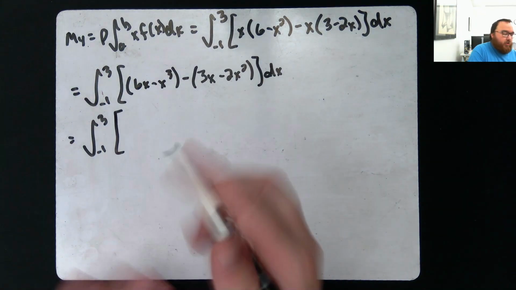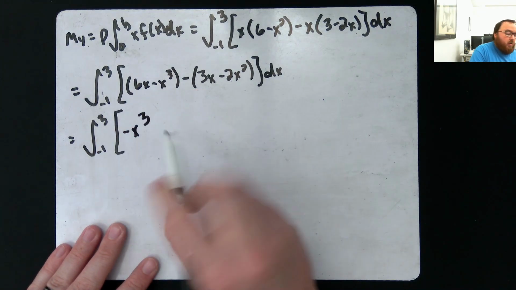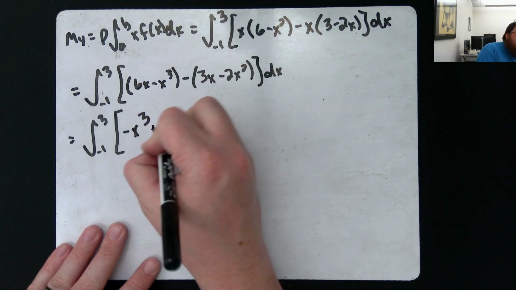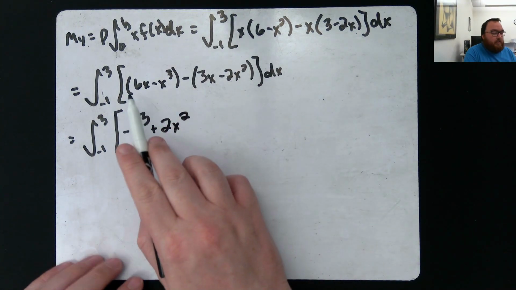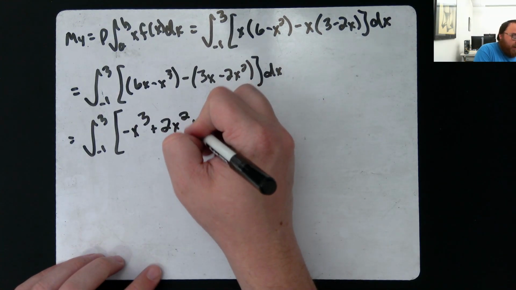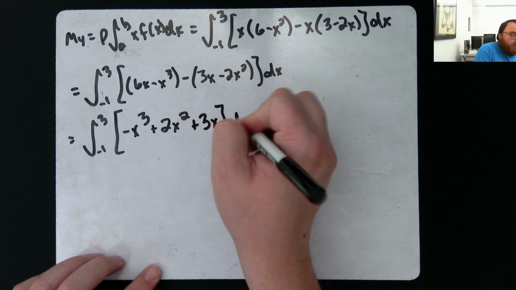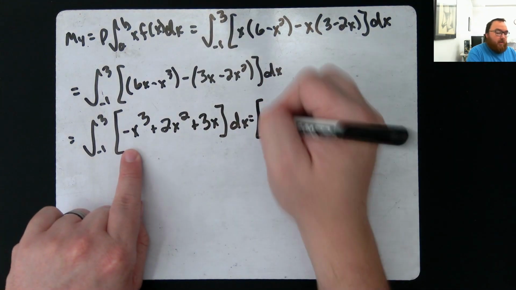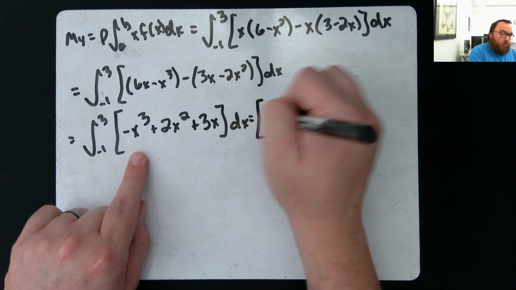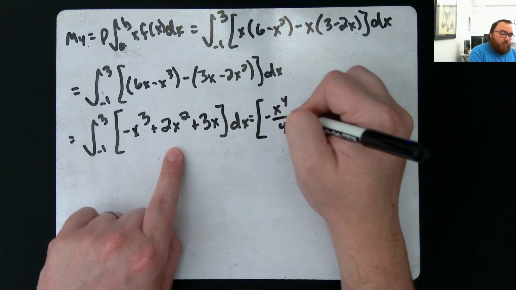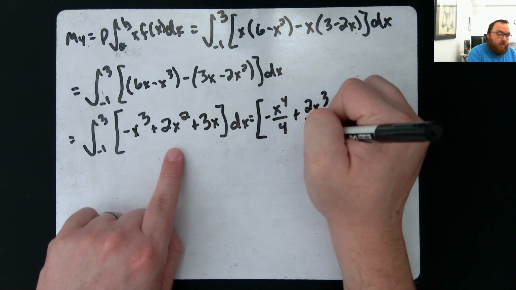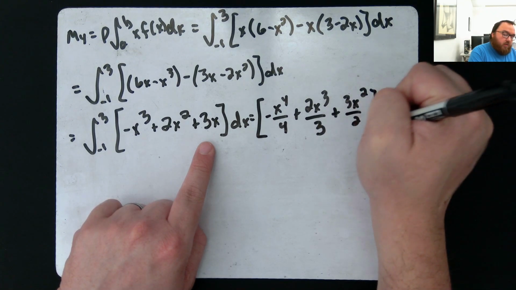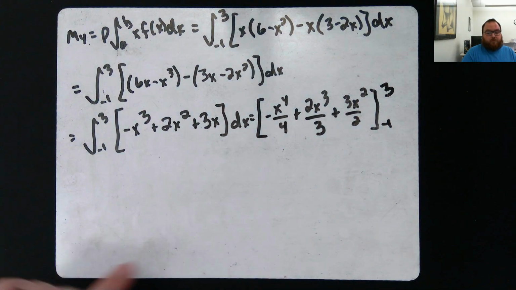My highest power is x cubed. I just have negative x cubed. X squared, I have minus negative 2x squared, which is positive 2x squared. 6x minus 3x is 3x. Take the antiderivative of that. This will give me, add 1 would give me negative x to the 4th over 4. Add 1 plus 2x to the 3rd over 3. Add 1 plus 3x squared over 2 from negative 1 to 3.